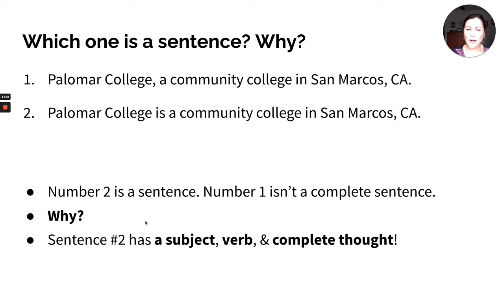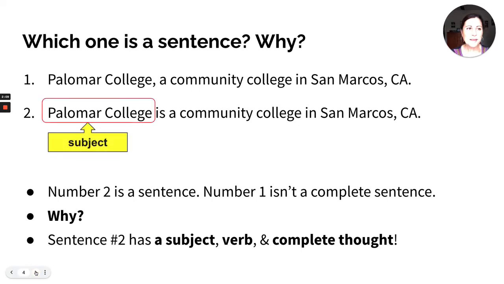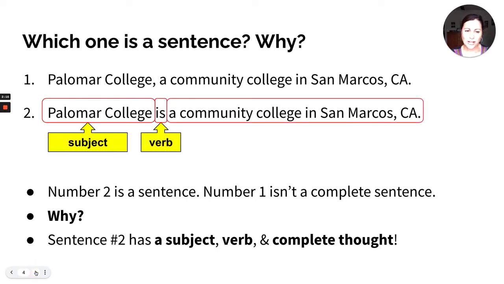Sentence 2 has all the necessary components of a complete sentence. It has a subject, a verb, and a complete thought. Palomar College is the subject, is the verb, and a community college in San Marcos is my complete thought. And that's what makes it a complete sentence. This one right here was missing the verb.